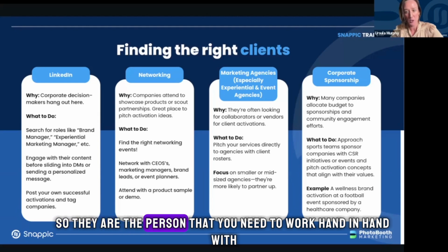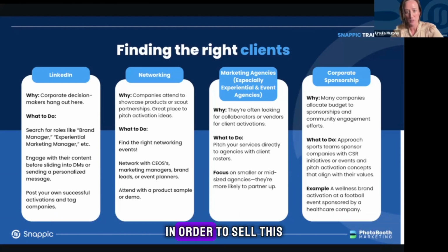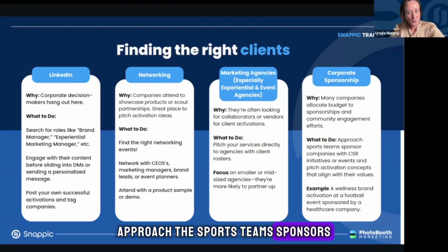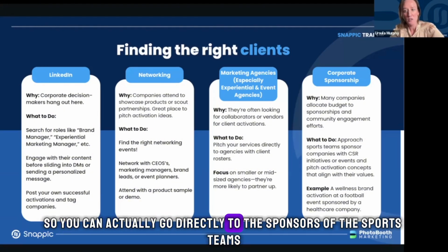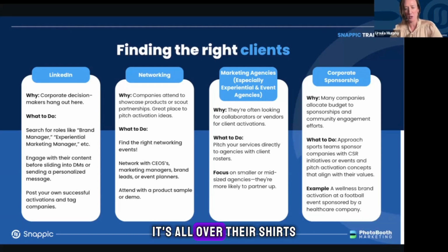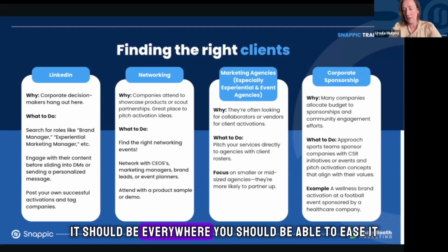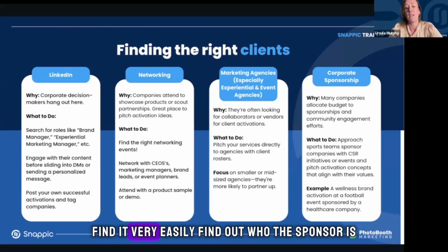So they're the person that you need to work hand in hand with in order to sell this. So what to do? Approach the sports teams' sponsors. You can actually go directly to the sponsors of the sports teams. It's all over their shirts. It's all over their websites. It should be everywhere. You should be able to find it very easily.